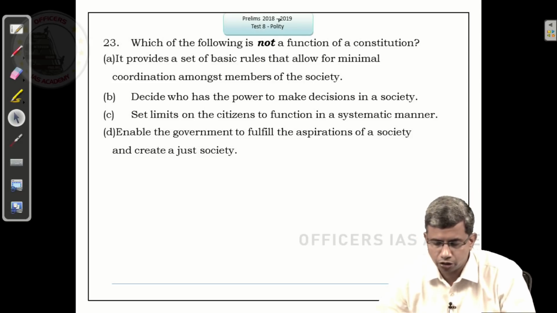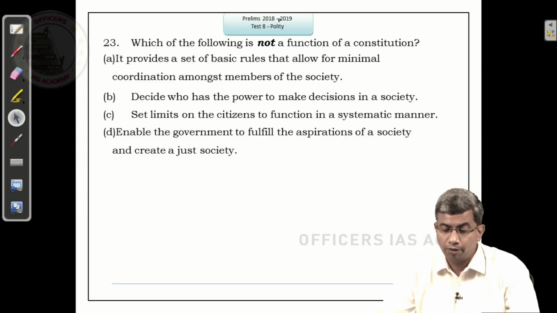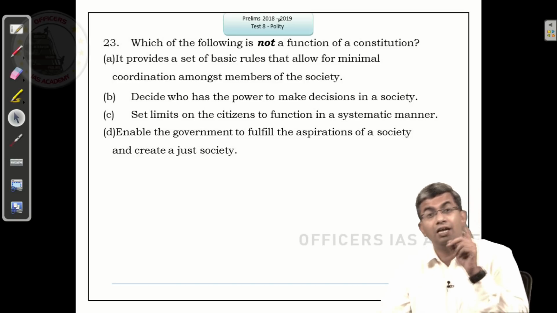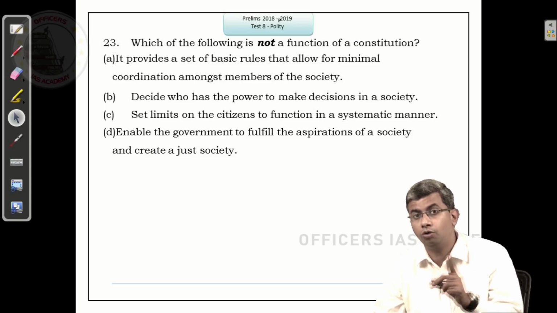It provides a set of basic rules that allow for minimal coordination amongst members. Yes. Decide who has the power to make decisions in a society. Yes. Set the limits on citizens to function in a systematic manner. Hold on there. Enable the government to fulfill the aspirations of a society and create a just society. Yes. So obviously the third statement is wrong, because it sets limits on government. It sets limits on what the government can do to its citizens.